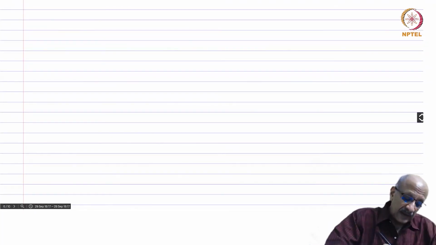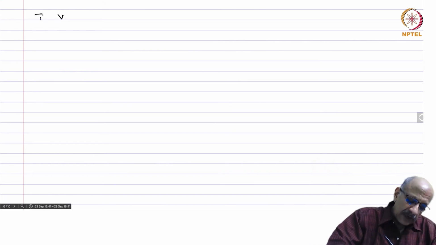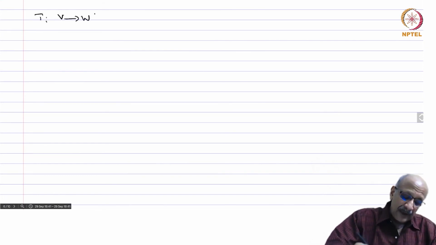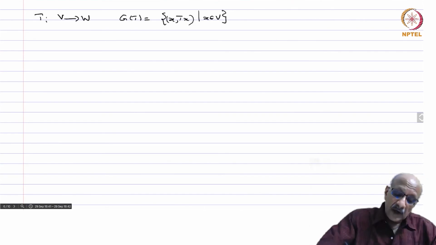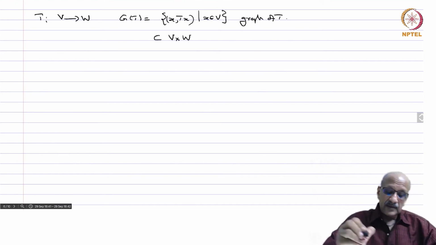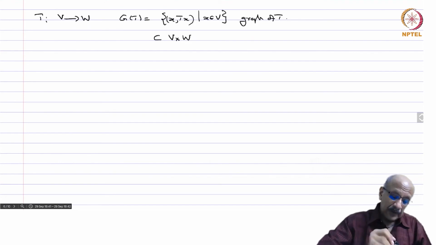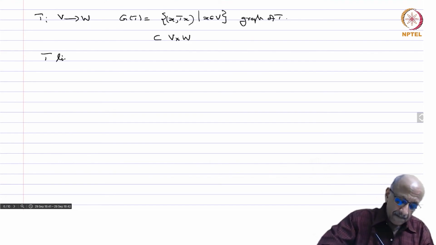So let us first define the graph. T from V to W is a mapping. We define G(T) as the set of all (x, Tx), x in V. This is called the graph of T. It is a linear subspace of V cross W. Okay, so if T is linear and continuous, then G(T) is closed.